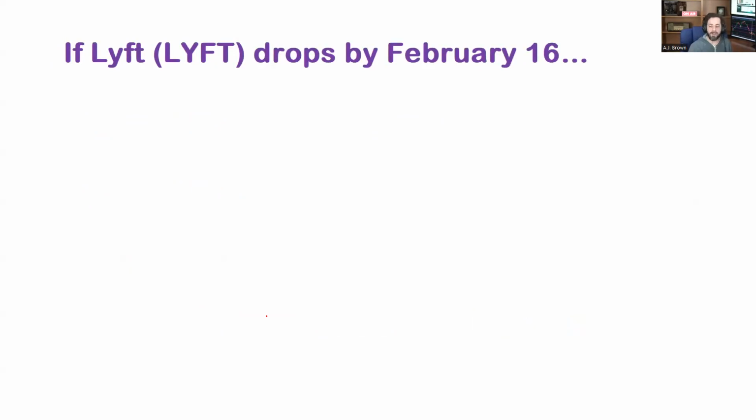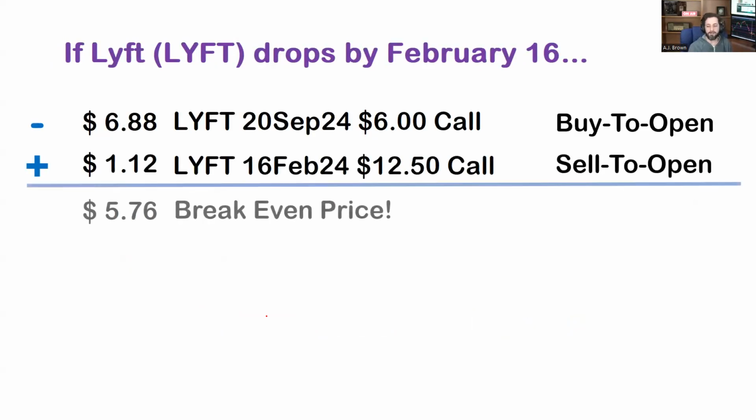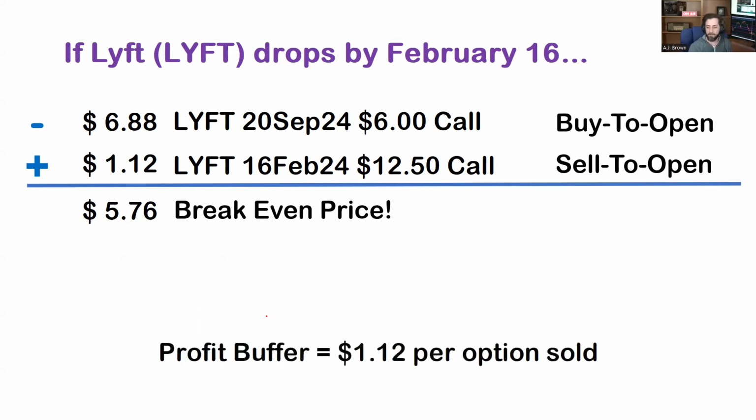Finally, don't forget about that built-in profit buffer. The back month option, that substitute option, would have to go all the way down to $5.76 before we're even in the red. Now, don't forget, I am about to show you how I'm going to reduce the risk on return even further. But just know, even in this diagonal debit spread, there is a built-in profit buffer, right?